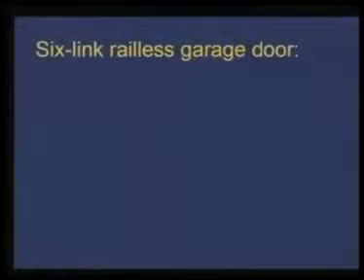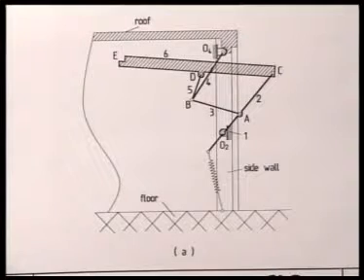Today we continue our discussion on advanced synthesis problem. In the last lecture, we have seen how a multi-stage procedure can be applied for the design of a 6-link mechanism to be used as a forklifter consisting only of R pairs. As a second example, today we discuss a 6-link rail-less garage door mechanism.